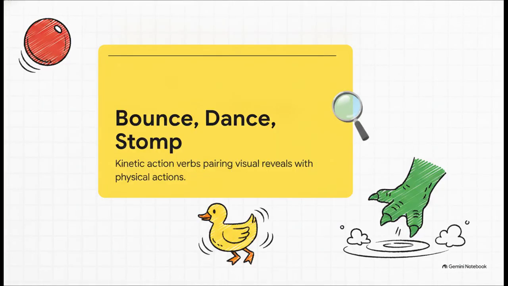But here's the thing. The script doesn't just show you these items, it attaches biomechanical imperatives to every single one of them. Bounce, dance, stomp. These are highly specific kinetic action verbs. When the ball pops out, Baby Shark says, "Let's bounce the red ball." Boing, boing, boing. For the duck, it's dance with the yellow duck. For the dinosaur, let's stomp like a dinosaur. The script is literally forcing physical engagement from the viewer. It's pairing every single visual reveal with a mandatory physical action.